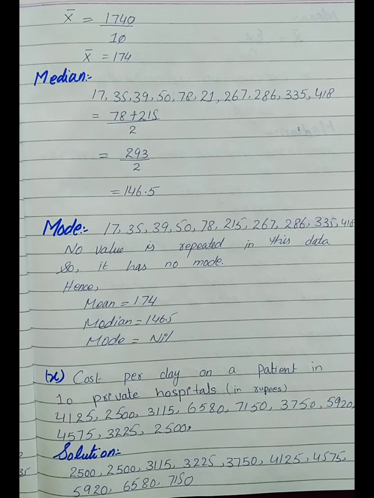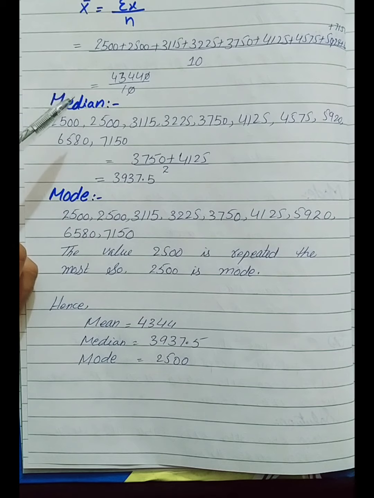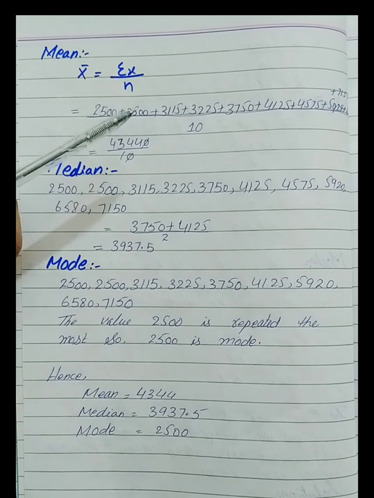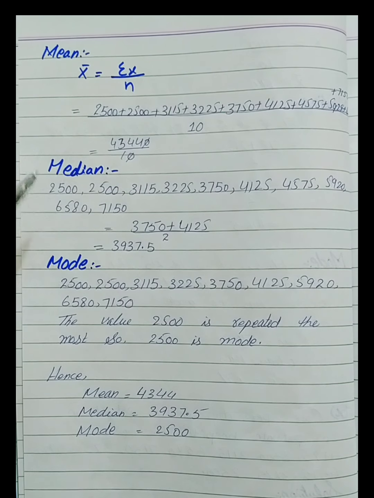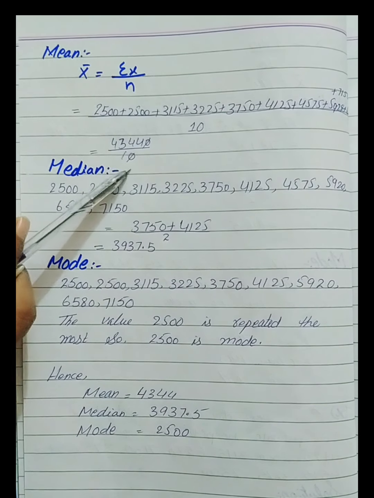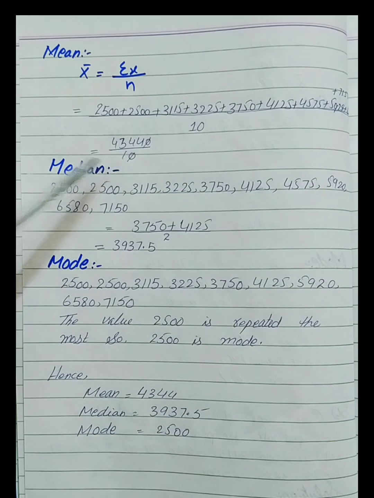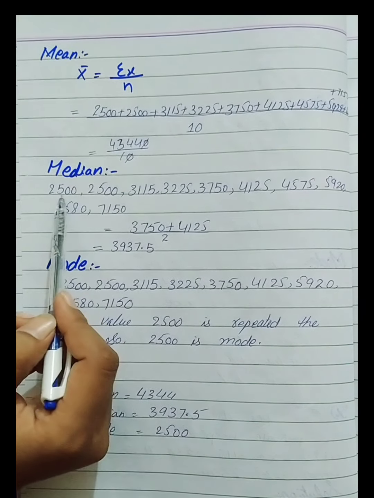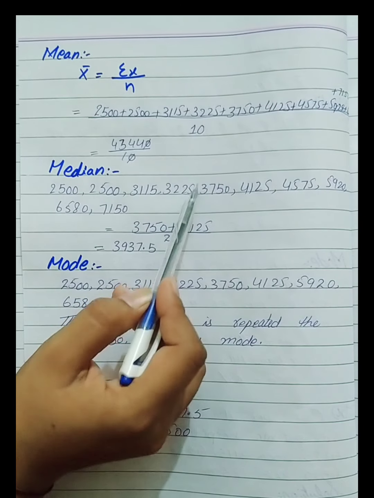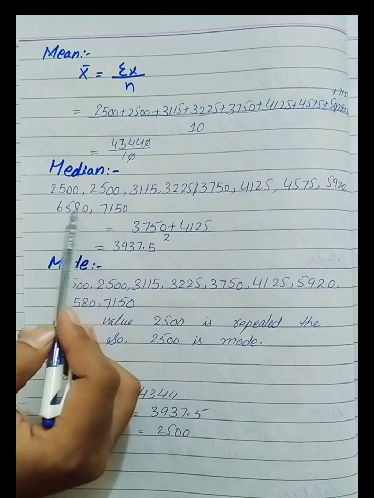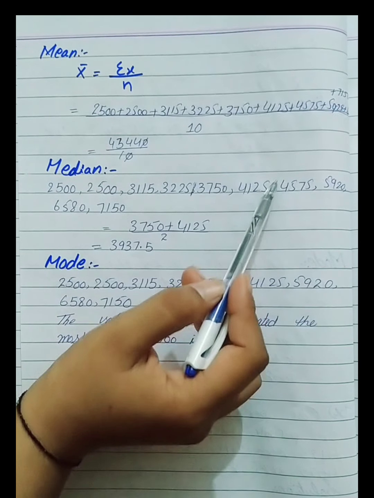Firstly we arrange the values in ascending order. For finding the mean we add the values and divide by 10 because the number of values is 10. And for the median, we have 10 values, which is an even number, so we subtract 2 middle values and then we get 8. We leave 4 values from the start, 1, 2, 3, 4, and 4 values from the last, 1, 2, 3, 4.